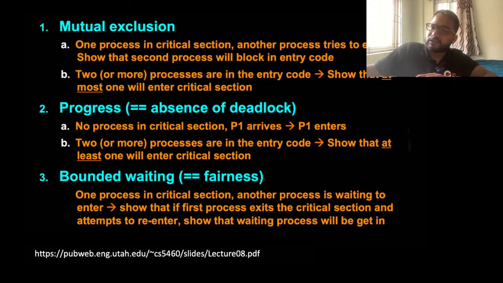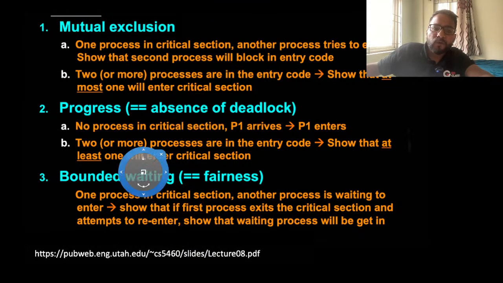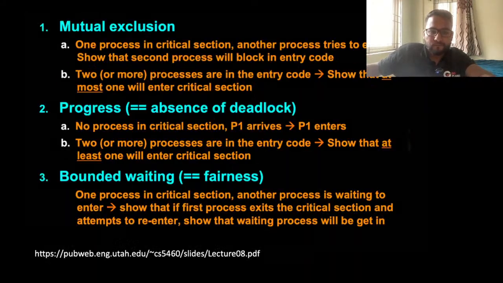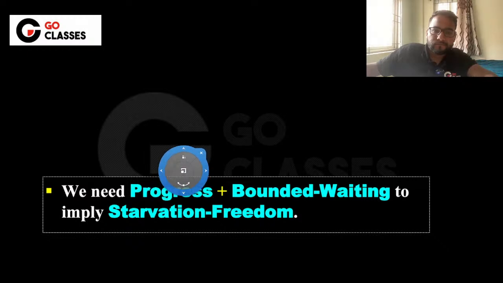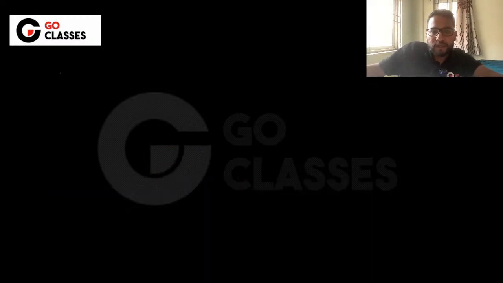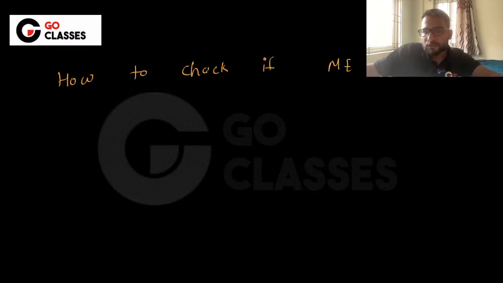To check if mutual exclusion is satisfied, what will I do? I will make one process be in the critical section and for another process I will see if that can enter the critical section. So basically, let me just tell you how to check if mutual exclusion is satisfied or not. Okay, this is from the question's point of view. Given a question, how you will be checking.